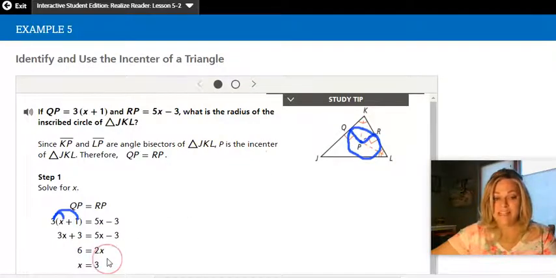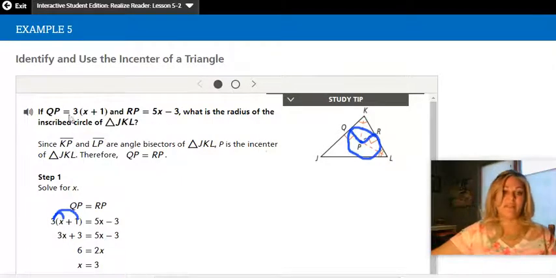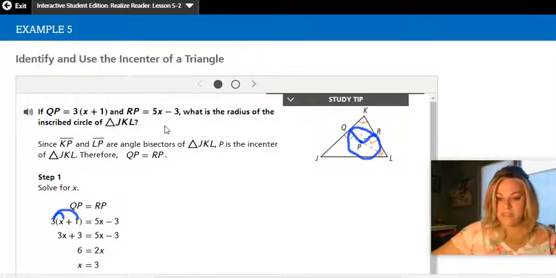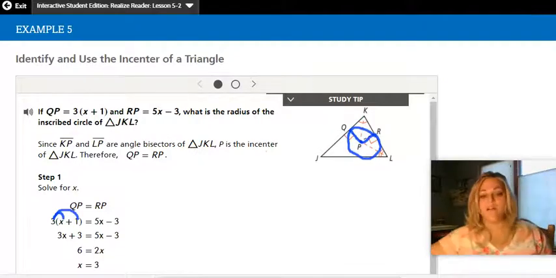Once you find x, you plug it back in, and I would plug it into both of these. So 5 times 3 minus 3, see what you get. And then 3 times the quantity 3 plus 1. If you do not get the same answer for both of these, something is wrong, and I would say to start over again.